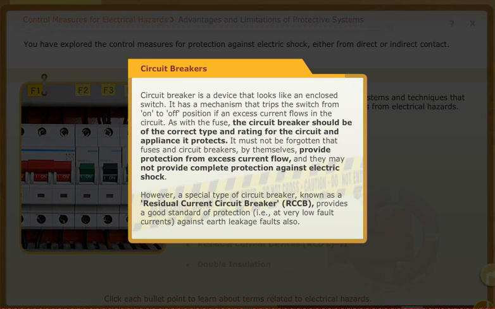However, a special type of circuit breaker, known as a residual current circuit breaker or RCCB, provides a good standard of protection, that is, at very low fault currents, against earth leakage faults also.